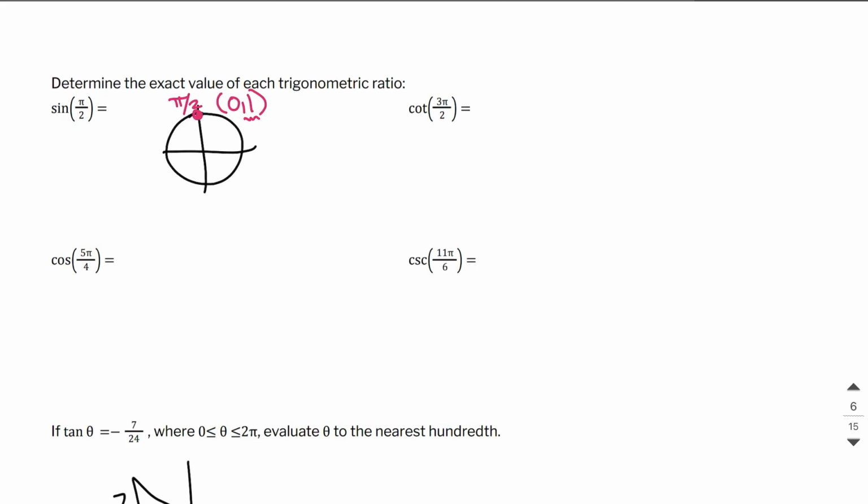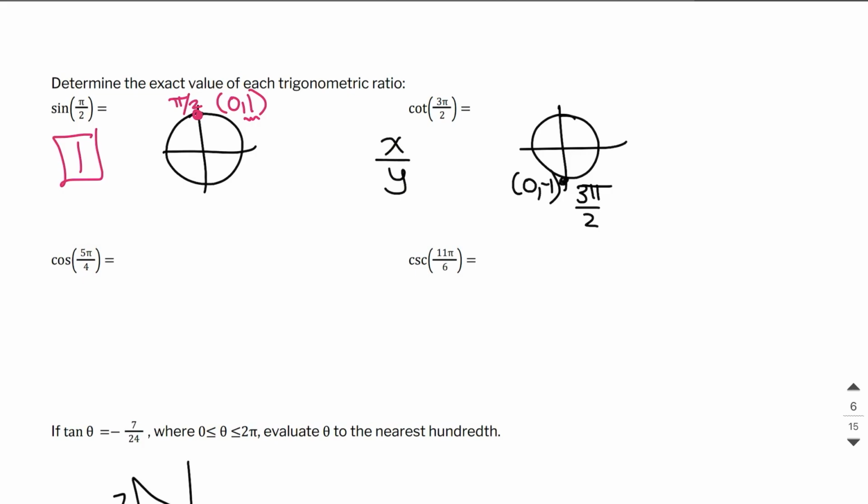The sine is always going to be the y value, and the y value here is 1. So sine of pi over 2 is just simply 1. In the next example, it's asking you to find the cotangent of 3 pi over 2. So remember, this right here is 3 pi over 2, and as a coordinate, this is (0, negative 1). And cotangent is always going to be x over y, and the x here is 0 over negative 1, so the answer for cotangent of 3 pi over 2 is 0.